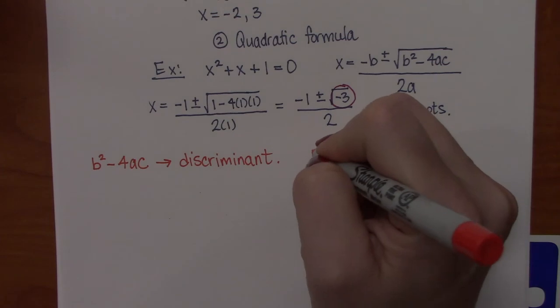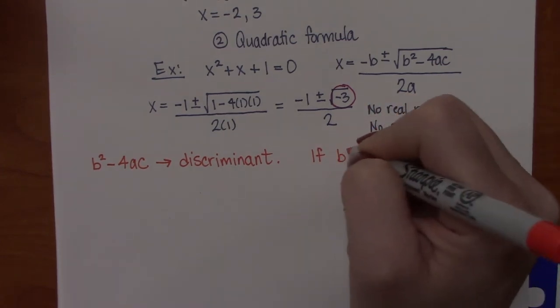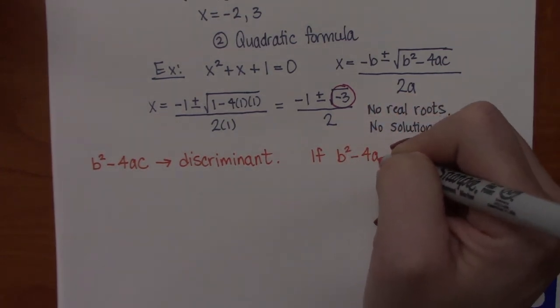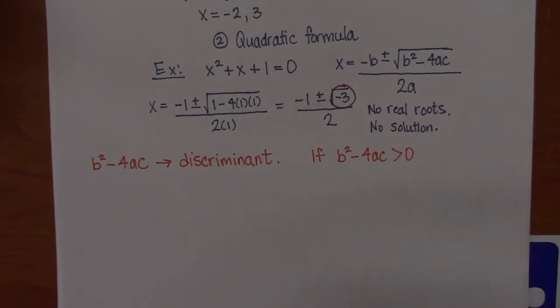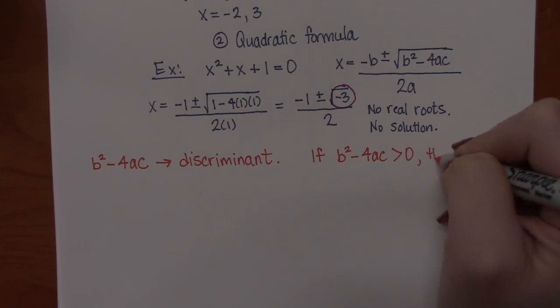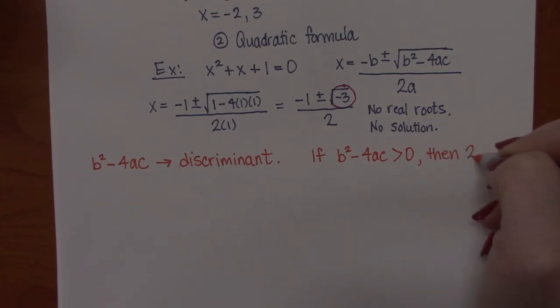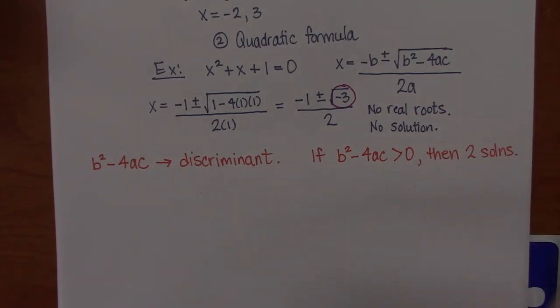So if b squared minus 4ac comes out to be a positive value, then you get 2 solutions because you're going to have the plus case and the minus case. So you're definitely going to get 2 answers.